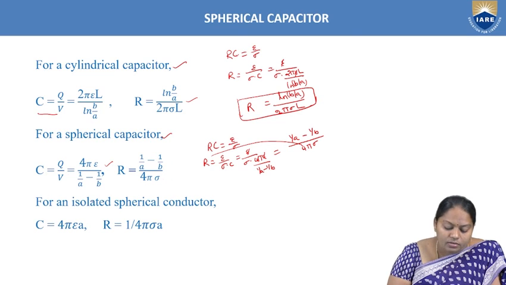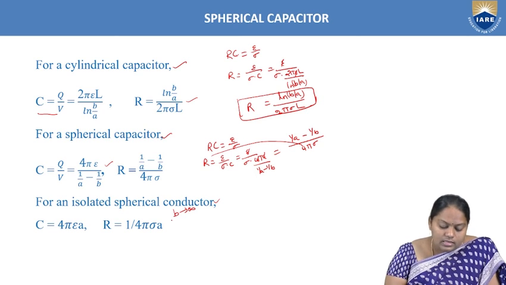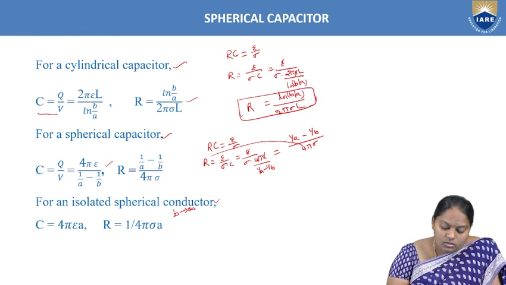Okay. Then for an isolated spherical conductor. Isolated spherical conductor means this is the case where the outer conductor radius B is tending to infinity. If B tends to infinity, then C becomes, from this equation, C equal to 4 pi epsilon by 1 by A minus 1 by B, where B tends to infinity.